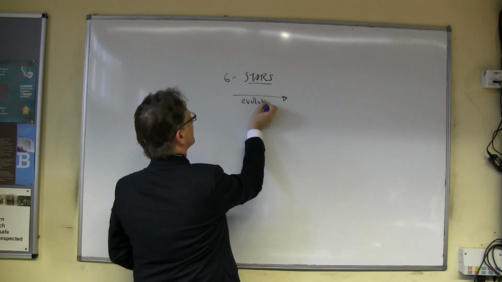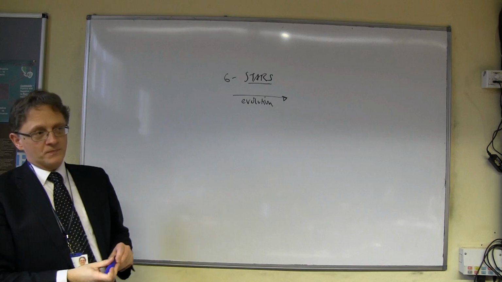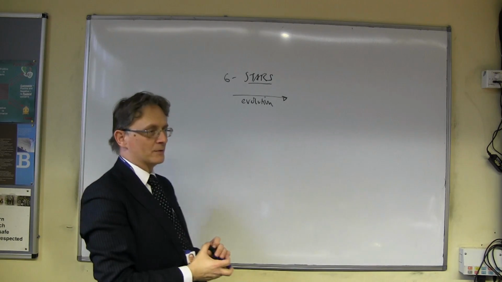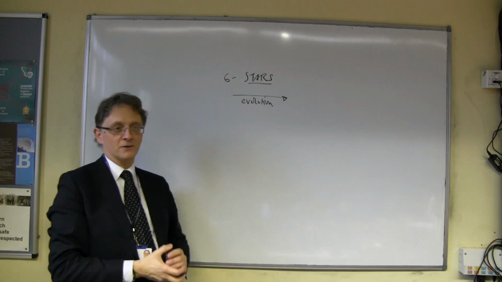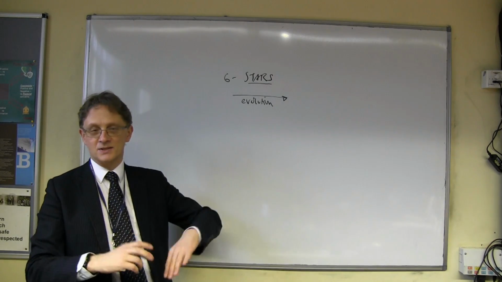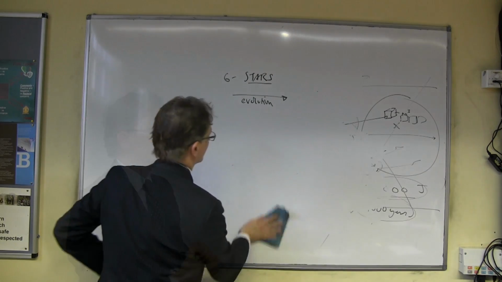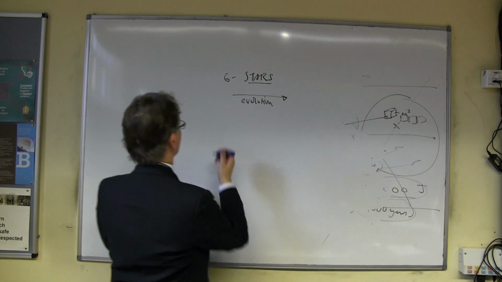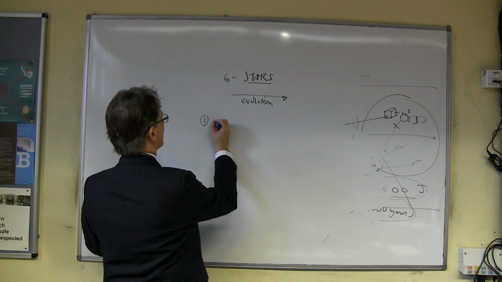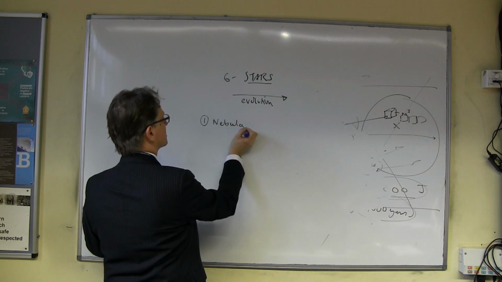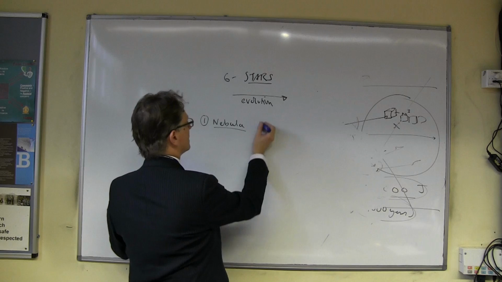the evolution of stars. Okay, you know that animals evolve, and you probably know that the landscape of the Earth, mountains and seas and things, they evolve. But amazingly, even stars do as well. But the evolution of stars, and a good way to think about this is do it like a little flow chart. The first stage in the evolution of stars is called a nebula.